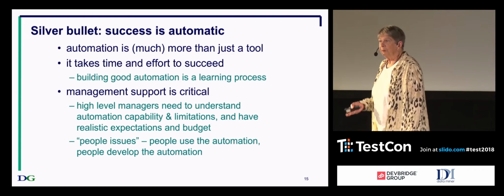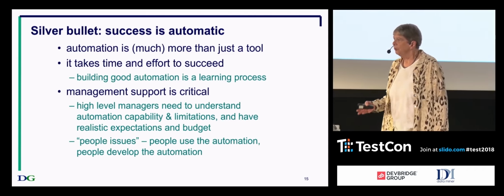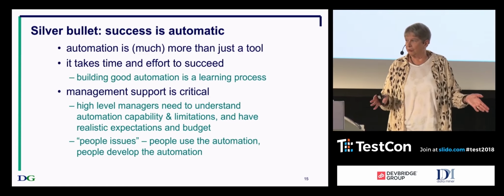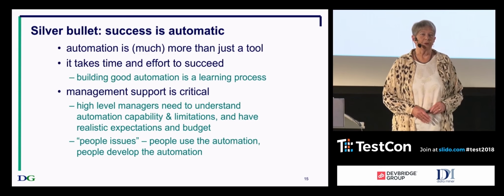And the other thing is people issues. It's people who are using the tools, and people issues are very important when you're trying to introduce test automation into an organization.